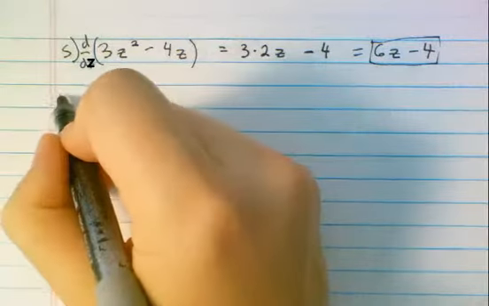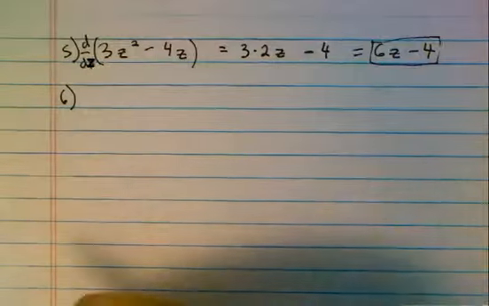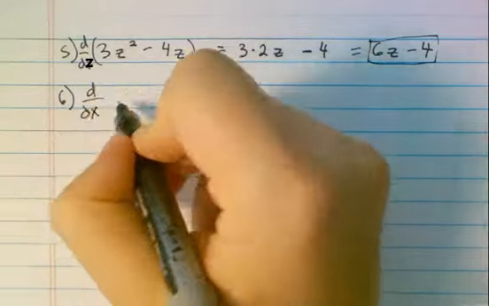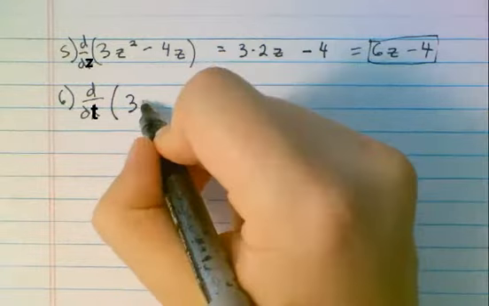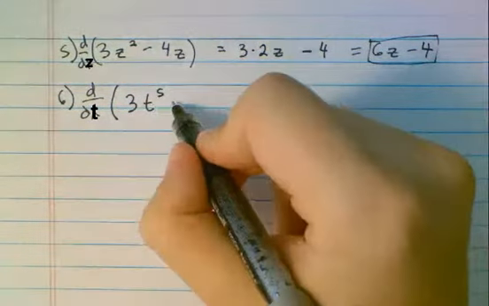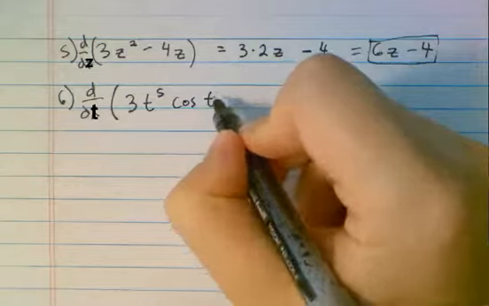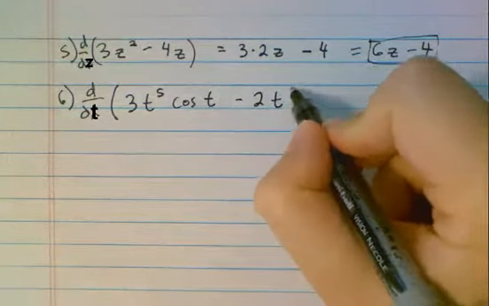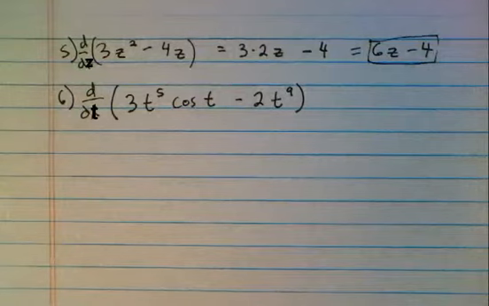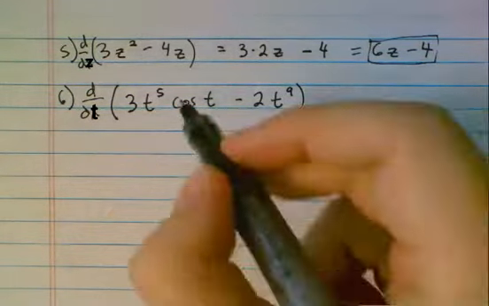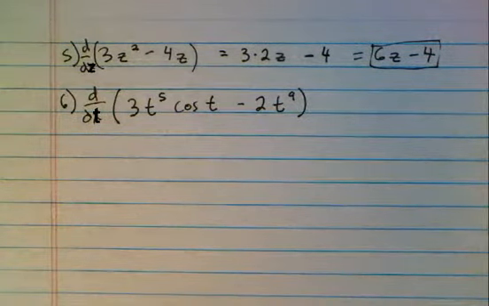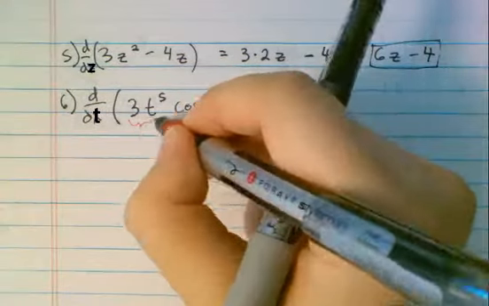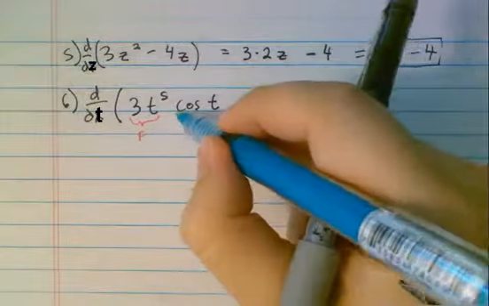Let's say, though, that we've got a slightly different situation. I want to take the derivative of, let's say, 3t to the 5th cosine of t minus 2t to the 9th. One of the things that we should notice here is that we do have two functions that are multiplied together right here: 3t to the 5th times the cosine of t. And so we do have a spot where we're going to need to use our product rule.